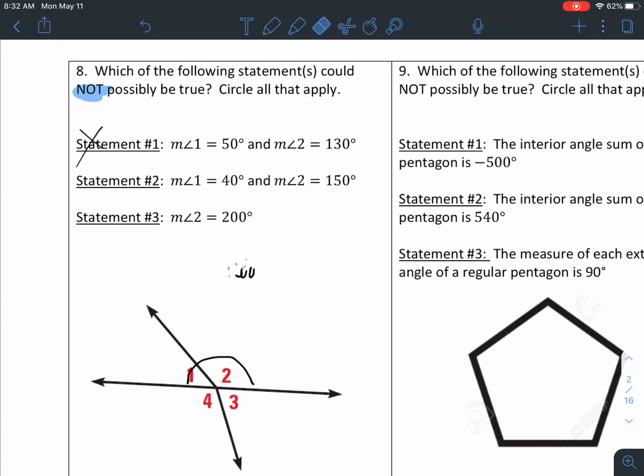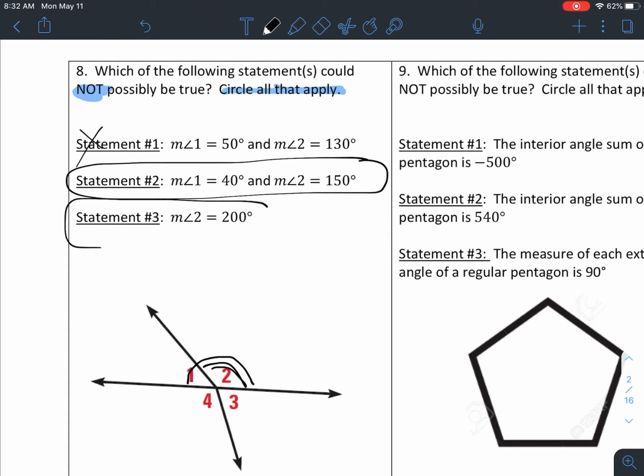Statement 2, measure of angle 1 is 40 degrees and angle 2 is 150. We know 40 plus 150 gives us 190, so we know right now that is an untrue statement. But we have to be careful because it says circle all that apply. So we have to double check to make sure they all work. And then statement 3, measure of angle 2 is 200 degrees. This cannot be 200 degrees, so we know that that's got to be circled as well.